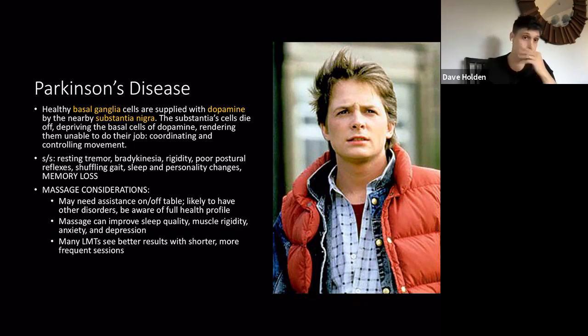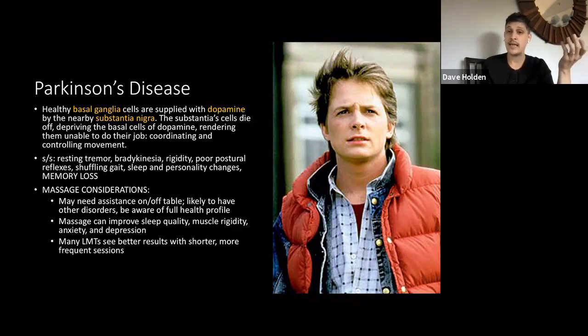So you have healthy basal ganglia cells, and they are supplied with dopamine from a nearby structure called the substantia nigra. This is Latin for black stuff, literally the black substance. What happens with Parkinson's is the cells in the substantia nigra begin to die. We do not know why, we just know that they die. When they die, they stop producing dopamine naturally.